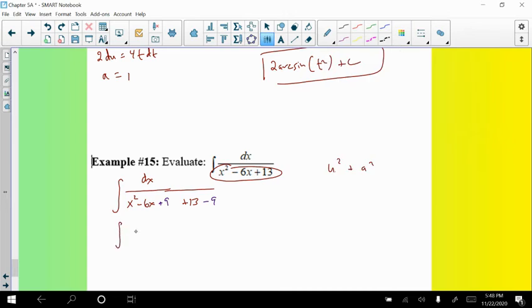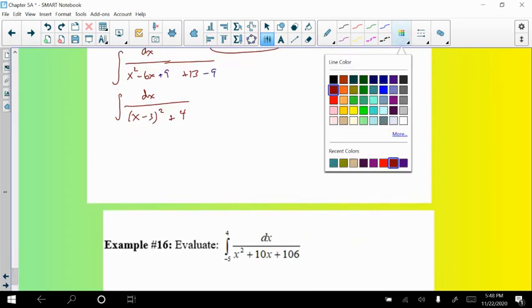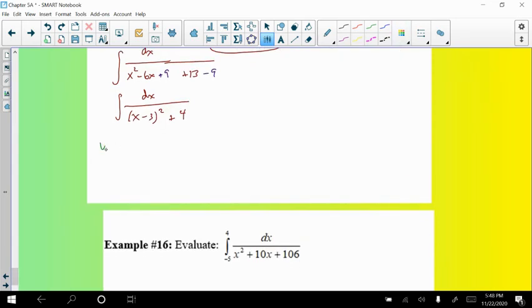All right, so dx, and this is the quantity x minus 3 squared. And I was really nice to you. That's 4, a perfect square. It doesn't have to always work out that way. But now my u can be this expression x minus 3, right? So if I let u equal x minus 3, the derivative is just dx, which is great. That's what I have. And 4, that's 2 squared, so let a be 2.